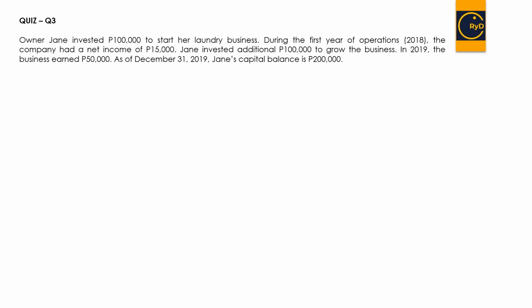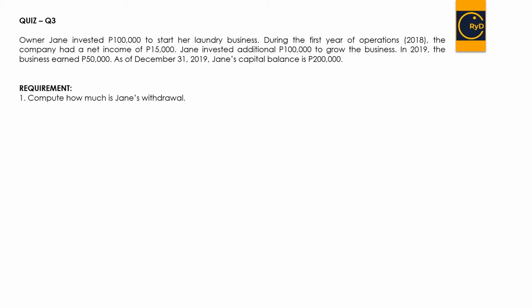Next, question 3. Owner Jane invested 100,000 to start her laundry business. During the first year of operations, 2018, the company had a net income of 15,000. So Jane invested additional 100,000 to grow the business. In 2019, the business earned 50,000, and as of December 31, 2019, Jane's capital balance is 200,000. The requirement is to compute for Jane's withdrawal.